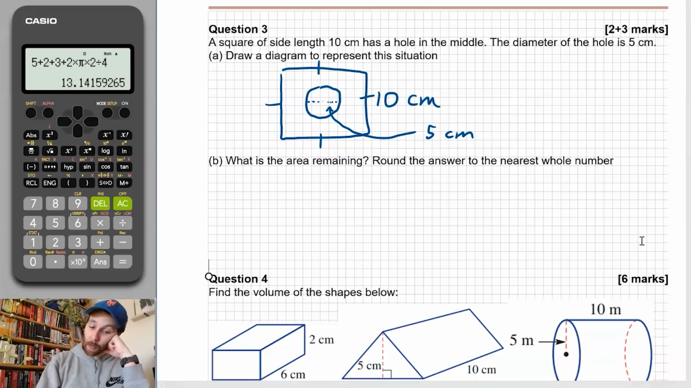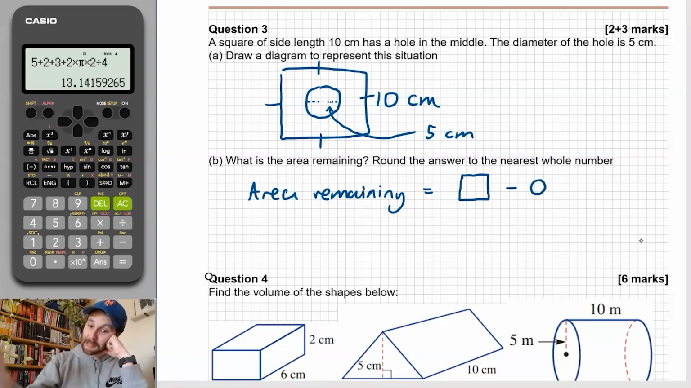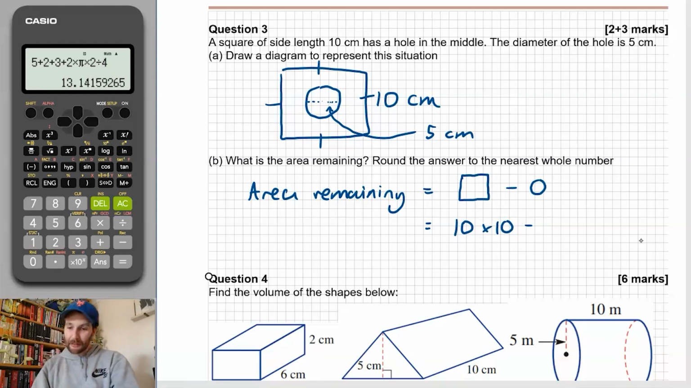The way that we do that is that we've got to think of it in terms of what shape we started with. Area remaining is going to be equal to the area of the square, but taking away the area of the circle that's missing, the hole in the middle. So the area of the square is going to be given by 10 times 10. And then we're going to take away the area of the circle.